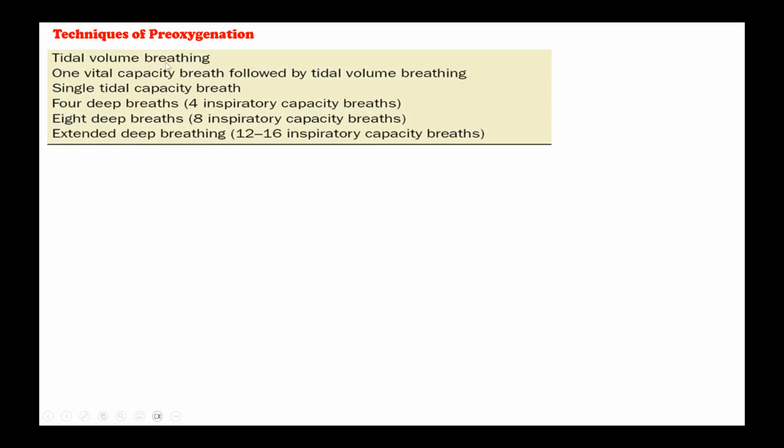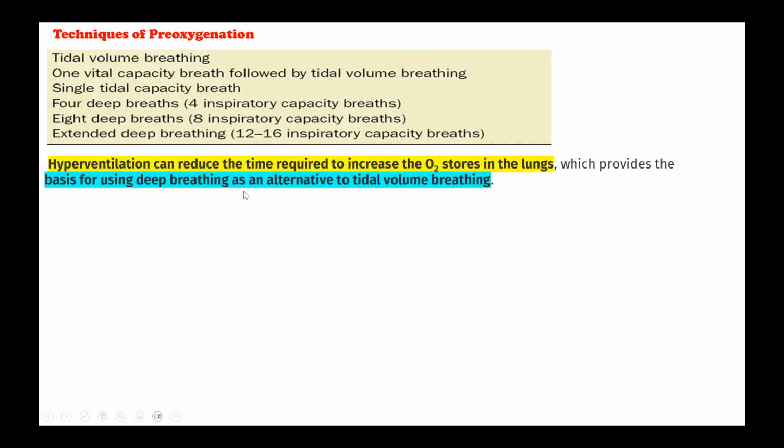Common methods of doing the preoxygenation: one is called tidal volume breathing, which is normal respiration. Or you can ask the patient to take a deep breath as much as possible, a vital capacity breath, followed by normal breathing. Or you can do 4 deep breaths, 4 inspiratory capacity breaths, which is usually done for emergency situations where you cannot do it for 3 to 4 minutes, and extended deep breathing in cases of anticipated difficulty.